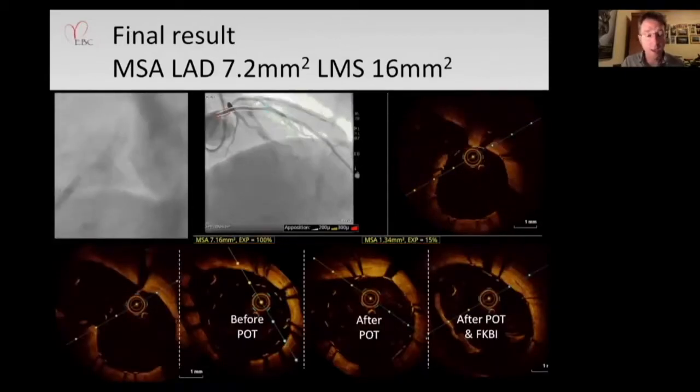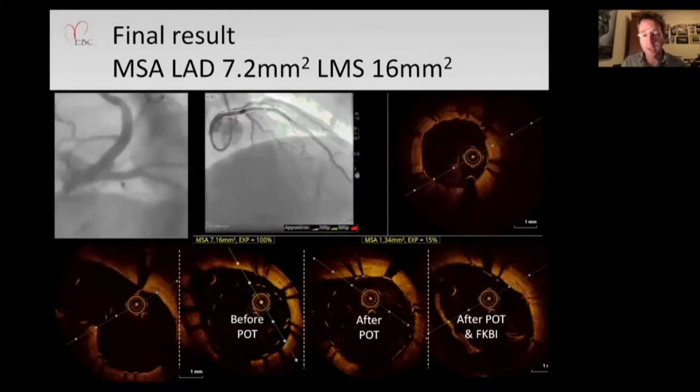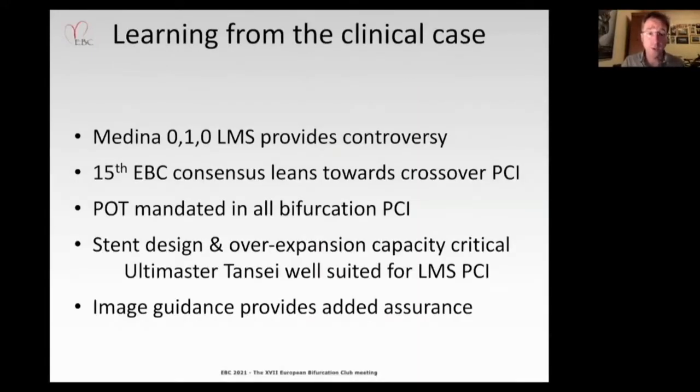And we see here, from distal to proximal, the difference made by the POT and then the kissing in terms of the stent coverage and the level of the polygon. So the learning, I think, from this clinical case is that there is controversy with a Medina 010 type anatomy. The consensus does lean towards crossover, and I've shown a nice example of where that can be efficacious. POT is absolutely mandated in bifurcation PCI, and I think stent design does play an important part in achieving good results for our patients, alongside the use of guidance by imaging to assure ourselves that we can achieve the best possible result. I thank you for your attention.